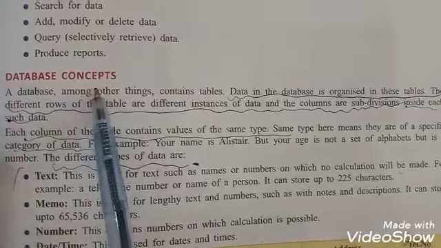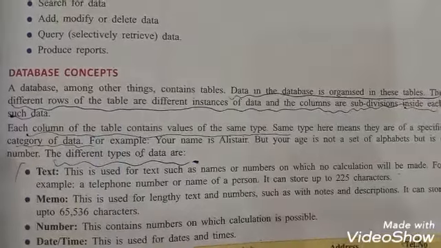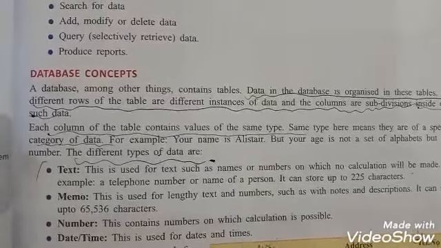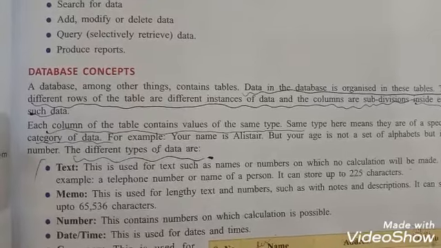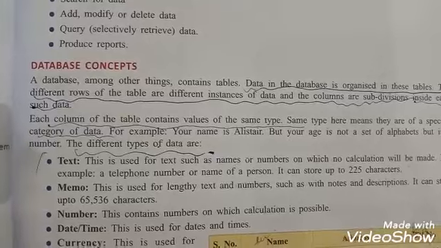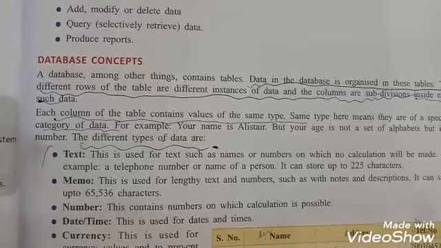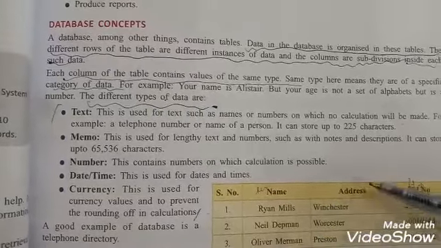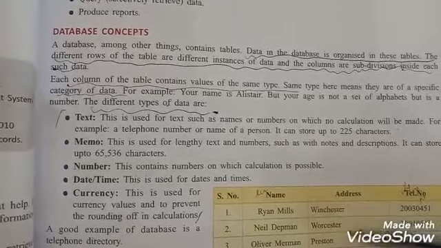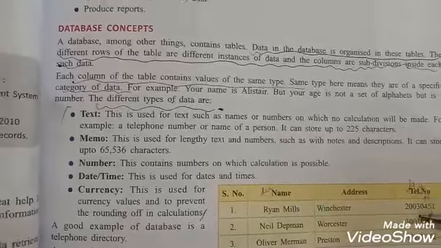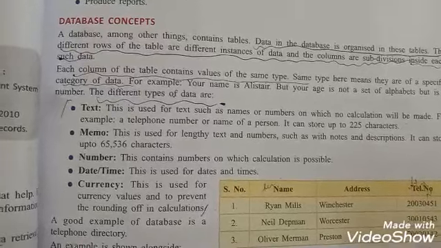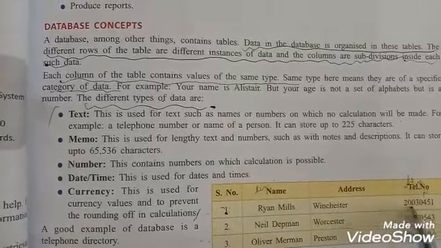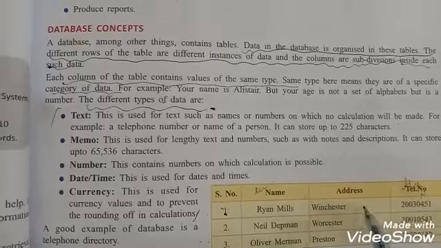Now we discuss about database concept. In database concept, data is organized in the table in the form of rows and columns. Each column in a table of database contains the same kind of values, like the name column contains the name of the user, the address column contains the address of the user, and the telephone number column contains the telephone number of the users, and a row contains a record of only one person.